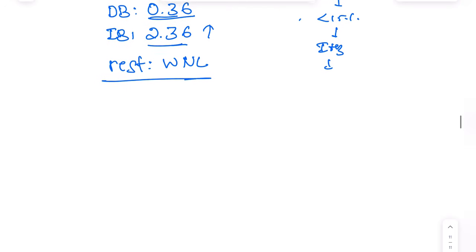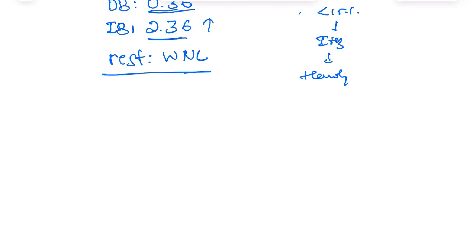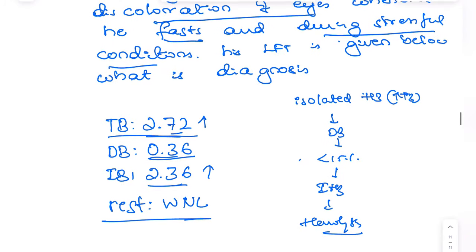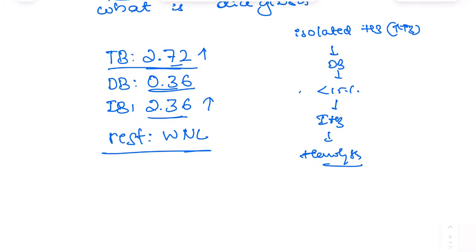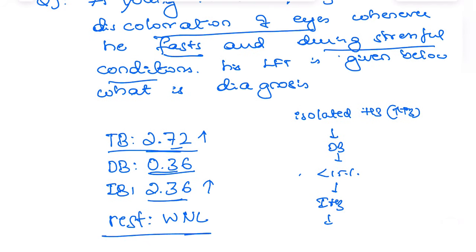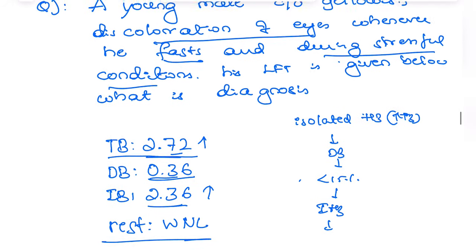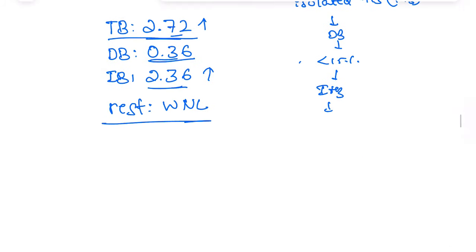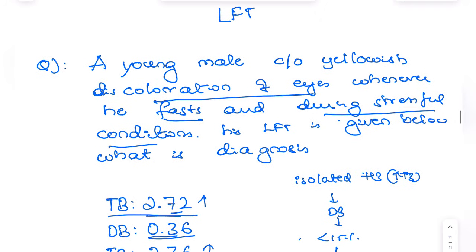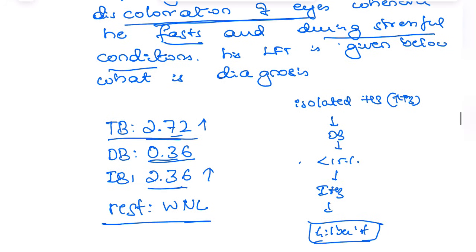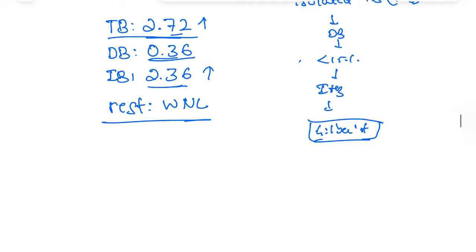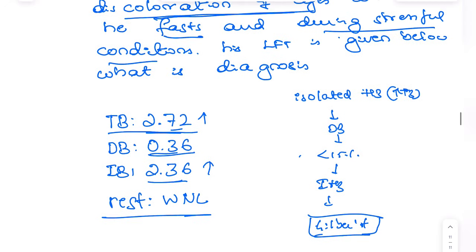Whenever you get such a picture, we have to rule out hemolysis. Since they have not given anything about CBC or hemolytic features, hemolysis is unlikely, and they have not mentioned anything about drugs. So we are dealing with non-hemolytic, non-drug induced indirect hyperbilirubinemia. We can think in terms of genetic conditions like Gilbert and Crigler-Najjar. This case is Gilbert syndrome, because there is a clue that the yellowish discoloration happens when he fasts and during stressful conditions. During stress, the enzyme activity decreases, so you get more jaundice.